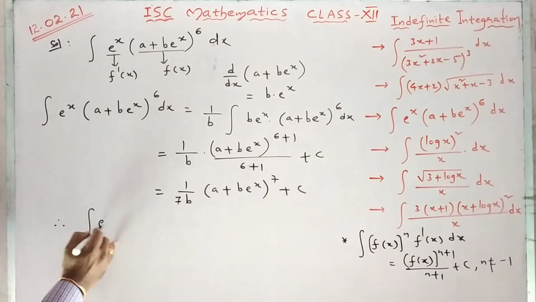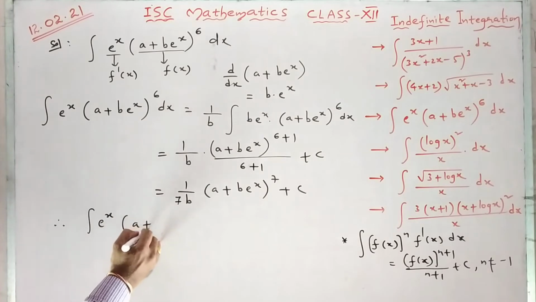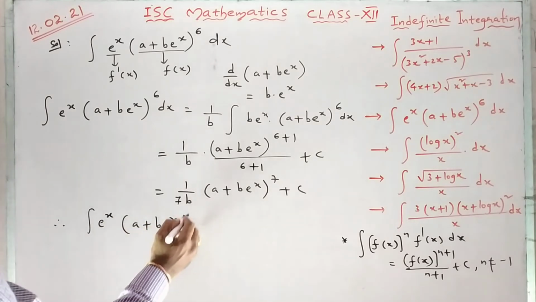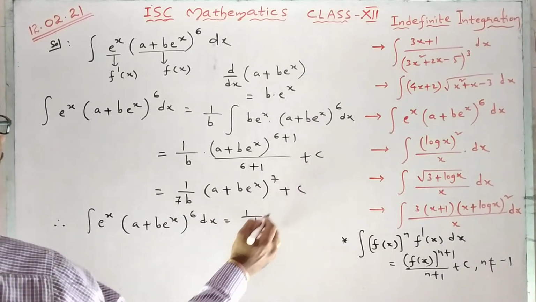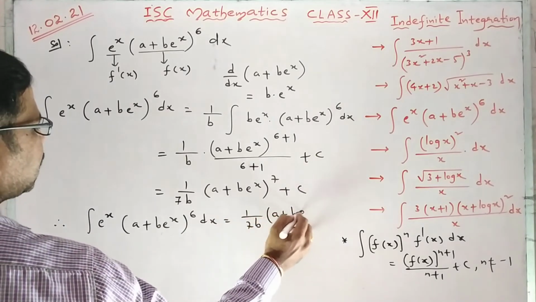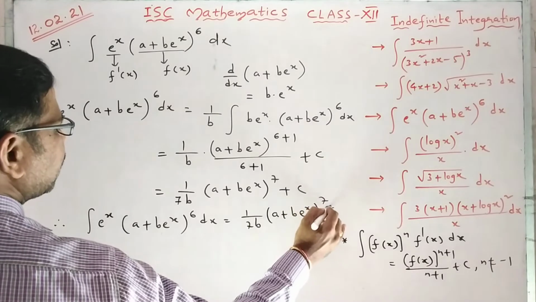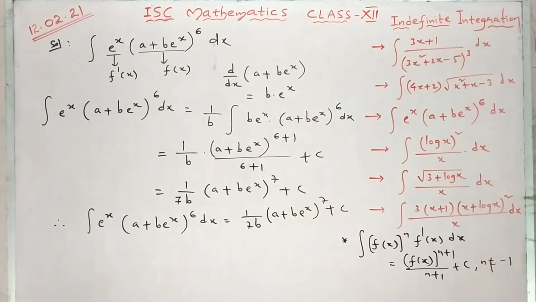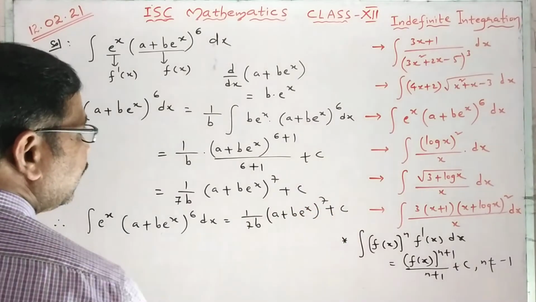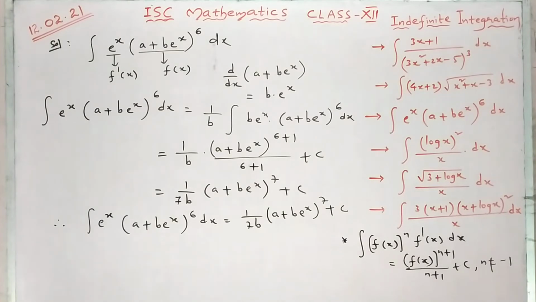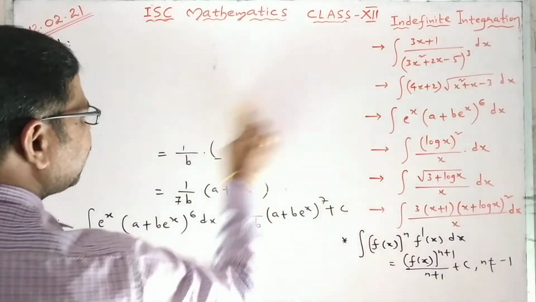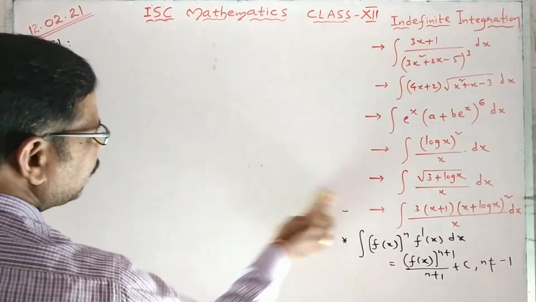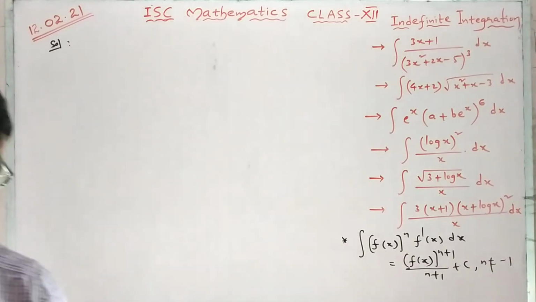Therefore, integral e power x into (a plus b e power x) whole to the power 6 dx equals 1 by 7b (a plus b e power x) whole to the power 7 plus c. That is the end of the third one, right? Fourth one we will see. So if it is not in the formula form, we have to make it, that's all.